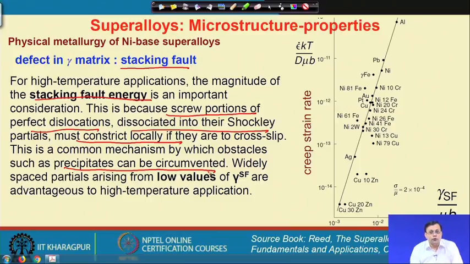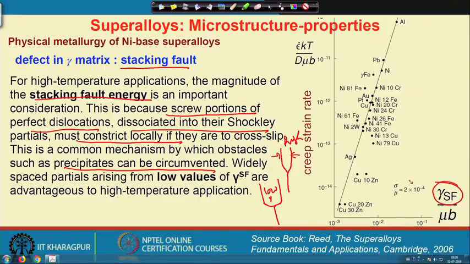What I mean is, if the stacking fault energy increases, then the distance between the two partials of a dislocation will decrease. Yes, this is, let us say, a low stacking fault energy example, and this is a high one, because they have a higher line tension and so they can attract each other more. And here are the two parameters: the stacking fault energy value, and here is the creep strain rate.